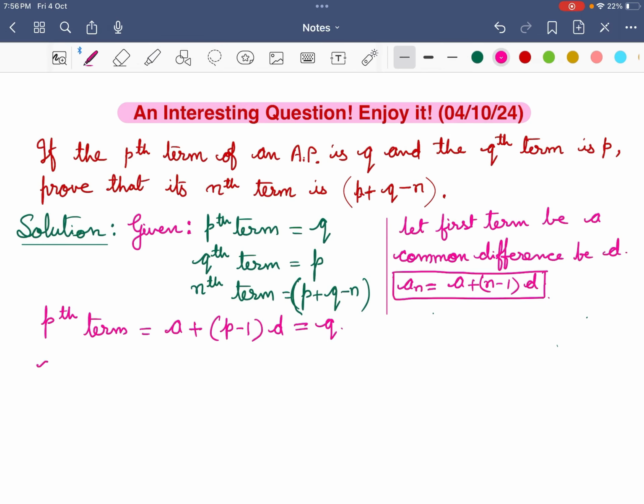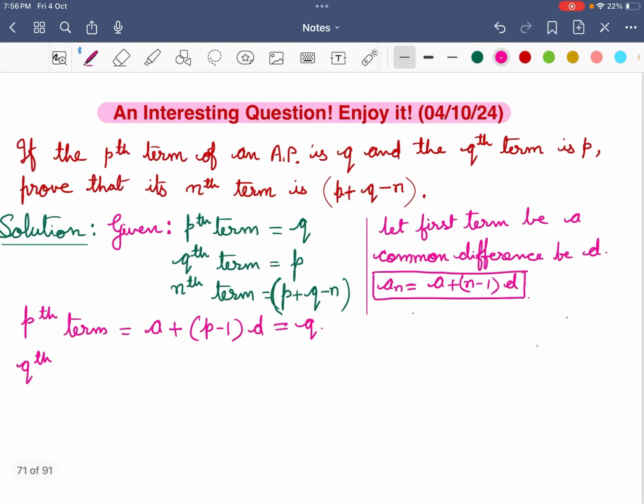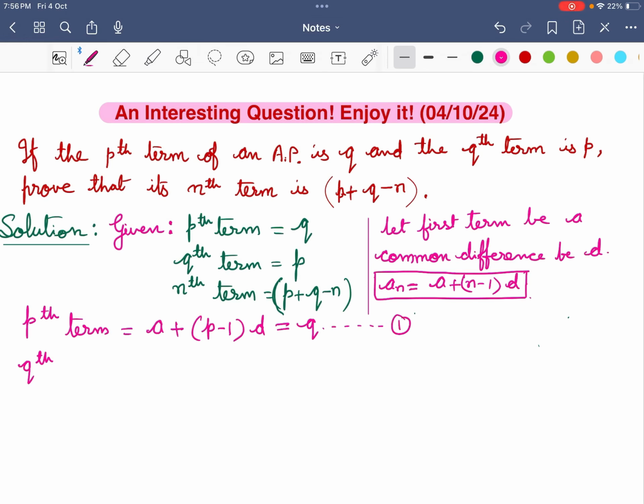Let's assume this as equation 1. Similarly, the qth term is also given. Using this formula for the nth term, in place of n we are placing p and q. So the qth term is a plus q minus 1 into d, and it is given as p in the question. Let's assume this as equation 2.